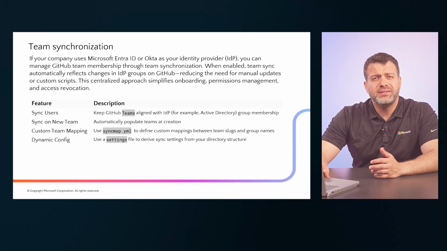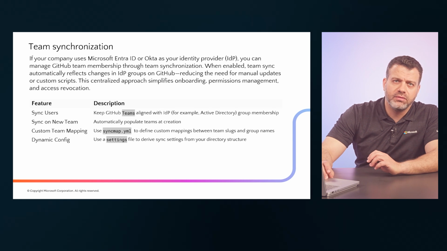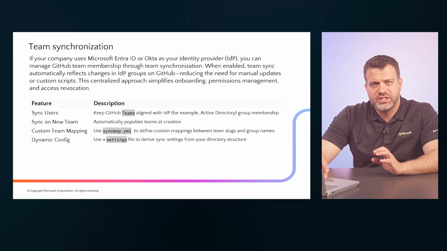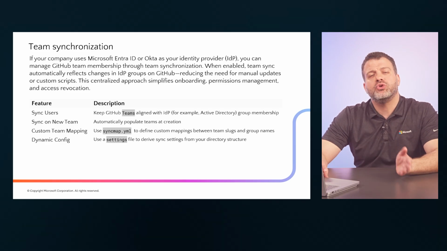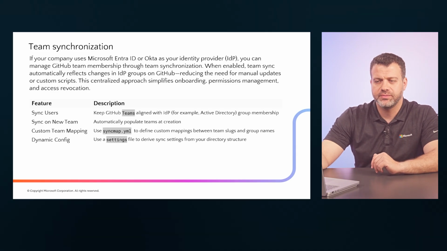Why does this matter? Because it eliminates manual invites and ensures access is always up to date and the least privilege is automatically assigned. So instead of managing access in GitHub, you manage it in your identity provider, and GitHub simply syncs whatever you have in your identity provider.